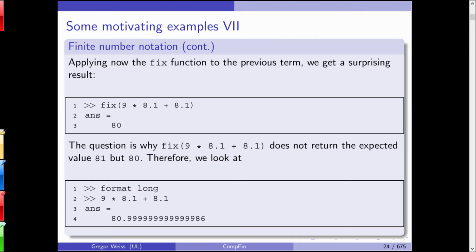And the answer is, if you first put in format long as a command, this tells MATLAB to not only give you 4 decimal places, but it should be 16. And you can see that the answer to 9 times 8.1 plus 8.1 is not just 81, it's actually 80.99999999986.